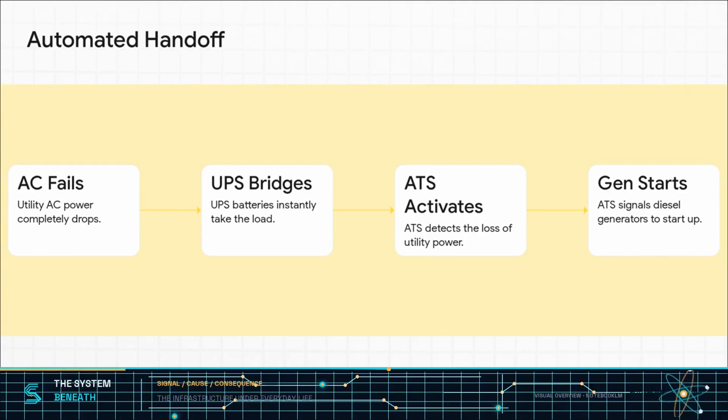Step 1, the utility AC power fails. Step 2, the UPS batteries instantly step in to take the load and bridge the gap. There is literally zero interruption to the servers. Step 3, the ATS detects that loss of utility power and activates. And finally, step 4, the ATS signals the massive diesel generators to start up so they can power both the servers and the facility's absolutely crucial cooling systems.